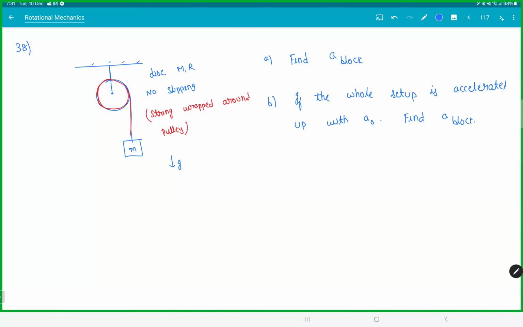Actually, you can do the second part directly and put a naught is equal to 0. That will give you the first part. Steps are the same. FBD, no, there are two FBDs, the pulley and the block. Assign A and alpha, find the relation between them, force equation, torque equation, solve. The step or the process doesn't change. Idea is still the same.